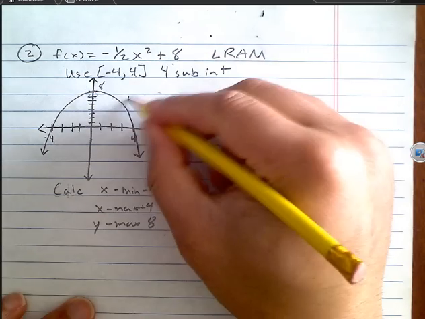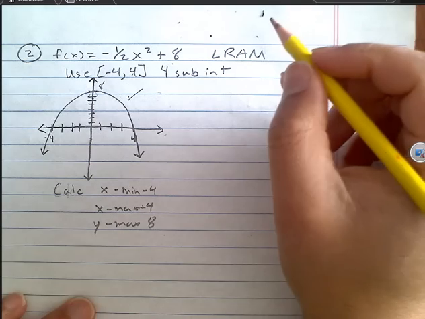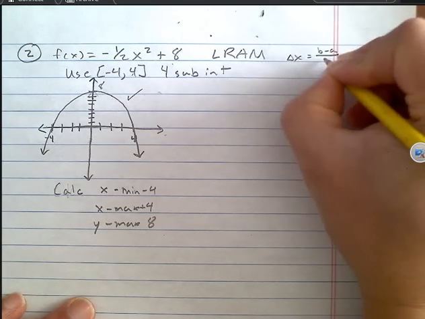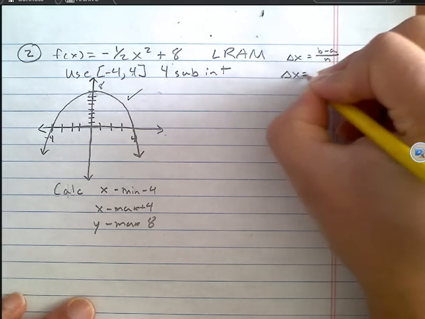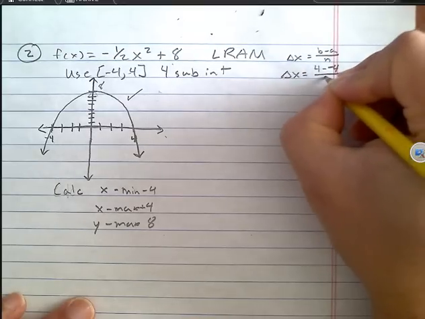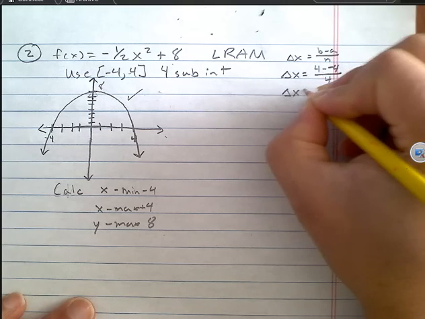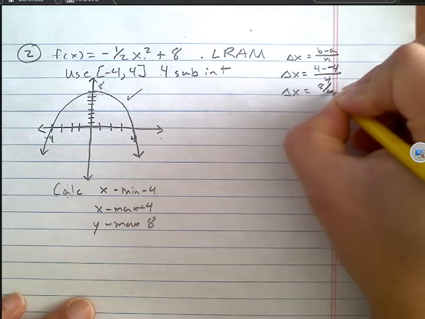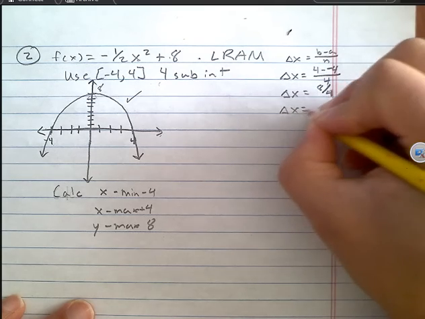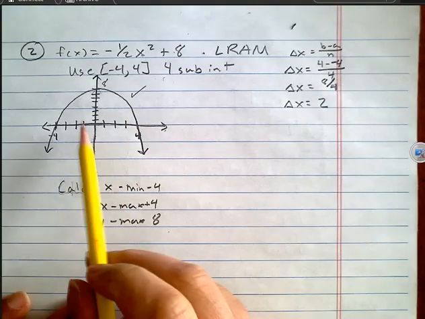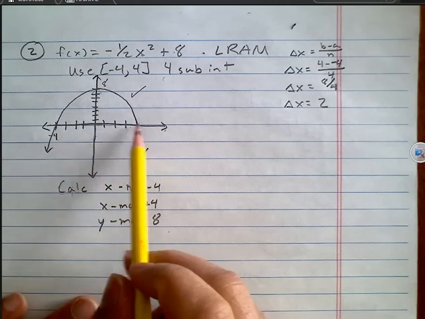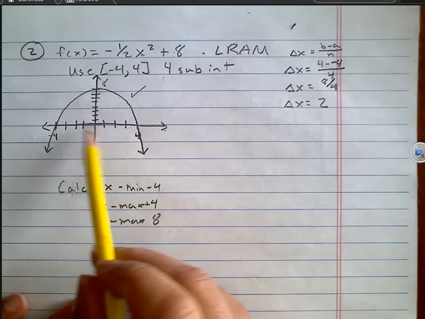Check, got the graph. Now I want 4 subintervals, so let's go ahead and find delta x. Delta x is equal to b minus a over n. Delta x is equal to 4 minus negative 4 over 4. Delta x is equal to 8 over 4. Delta x is equal to 2. And it's kind of easy. If you're going to fit 4 rectangles in here, you're going to have them spaced out 2 units at a time.